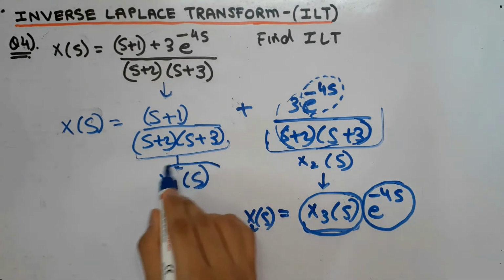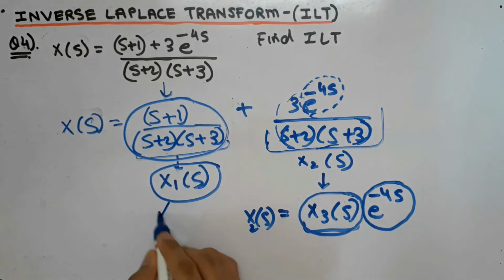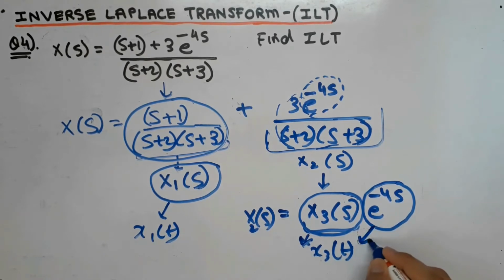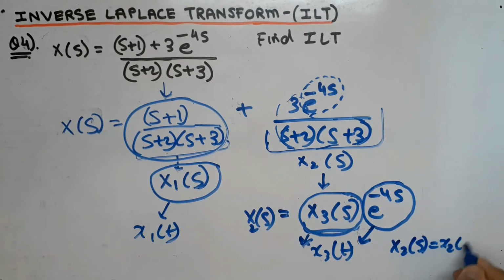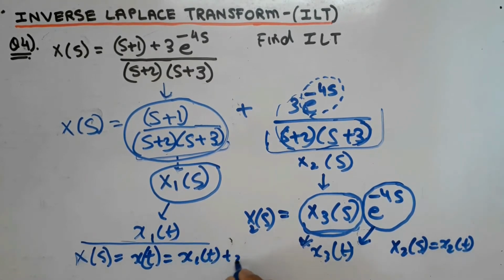And similarly here we simply have X1(s) that we will have to find the inverse Laplace transform of. That is, first we will find x1(t), then x3(t) from here, and then on this we will use the time shifting property, because we have to compensate e to the power minus 4s, and similarly while doing all that we will get x2(t). Then finally we will add x1(t) and x2(t) to get the value of x(t), that is X(s) corresponds to x(t) equal to x1(t) plus x2(t).